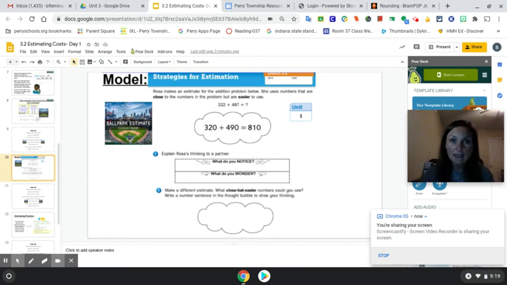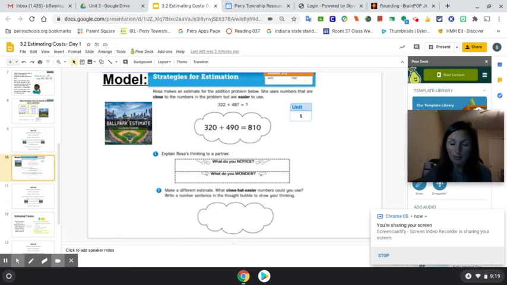All right, for today's lesson, again, we are looking at this problem. This is the same question that you had for your math message, and I'm going to be showing you how I could work this out using some of the explanations that you're going to have to do in your You-Do in a little bit. So here it says, Rosa makes an estimate for the addition problem below. She uses numbers that are close to the numbers in the problem, but are easier to use.